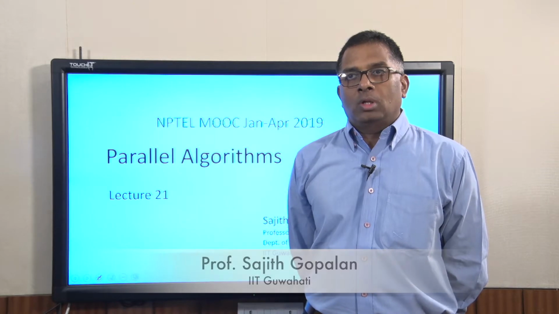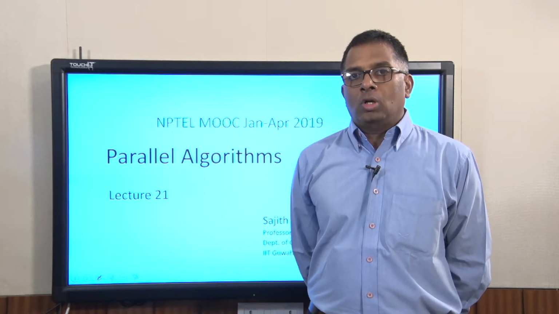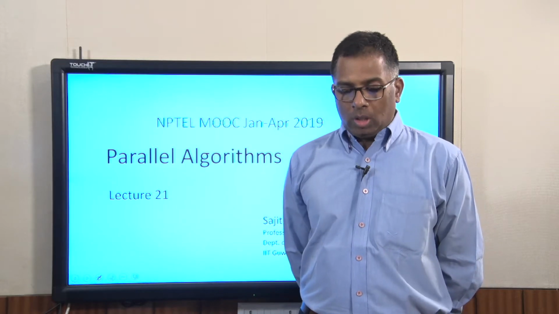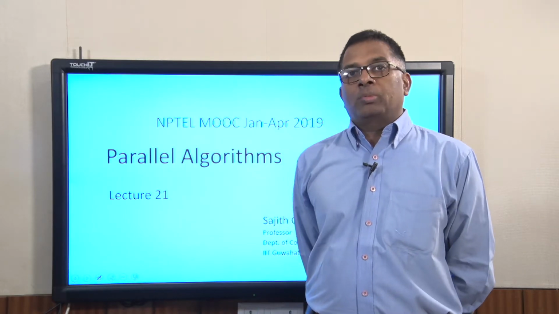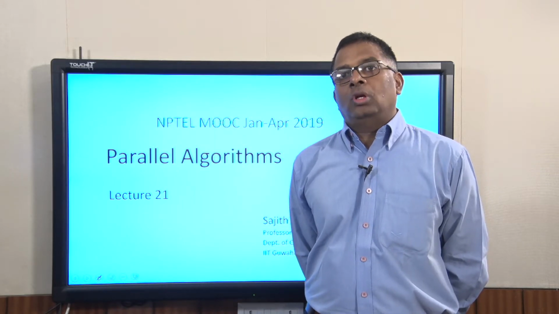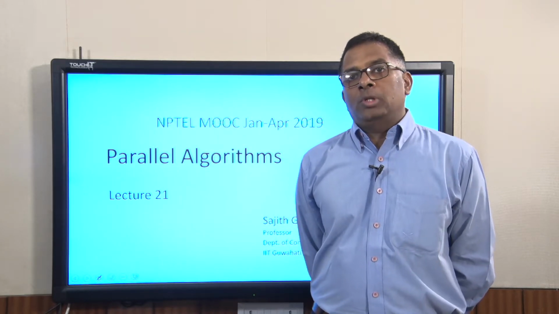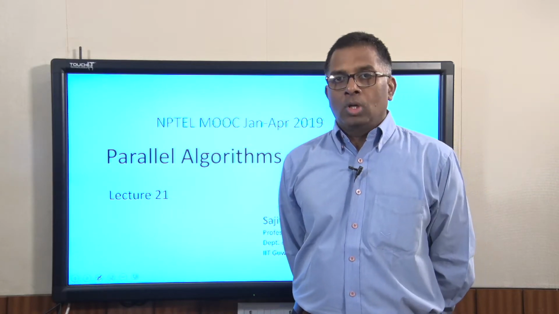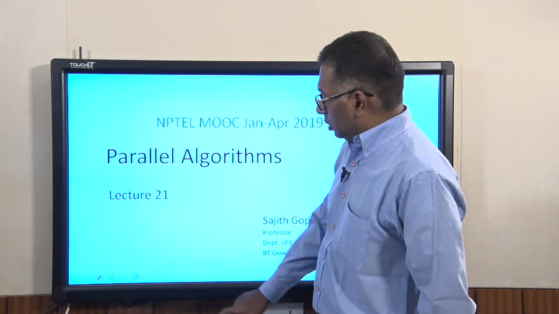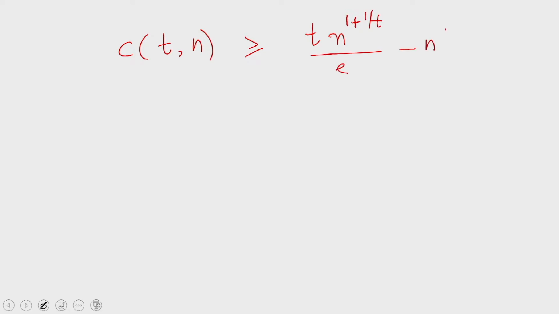In the previous lecture, we were proving a lower bound for sorting on the parallel comparison model. In particular, we had the expression C_t(n), which represents the number of comparisons that you must necessarily perform if you try to sort n elements in t steps on the parallel comparison model. So, we were seeking to prove a bound for C_t(n). In particular, we wanted to show that C_t(n) is greater than or equal to t n^(1+1/t) divided by e, minus nt.